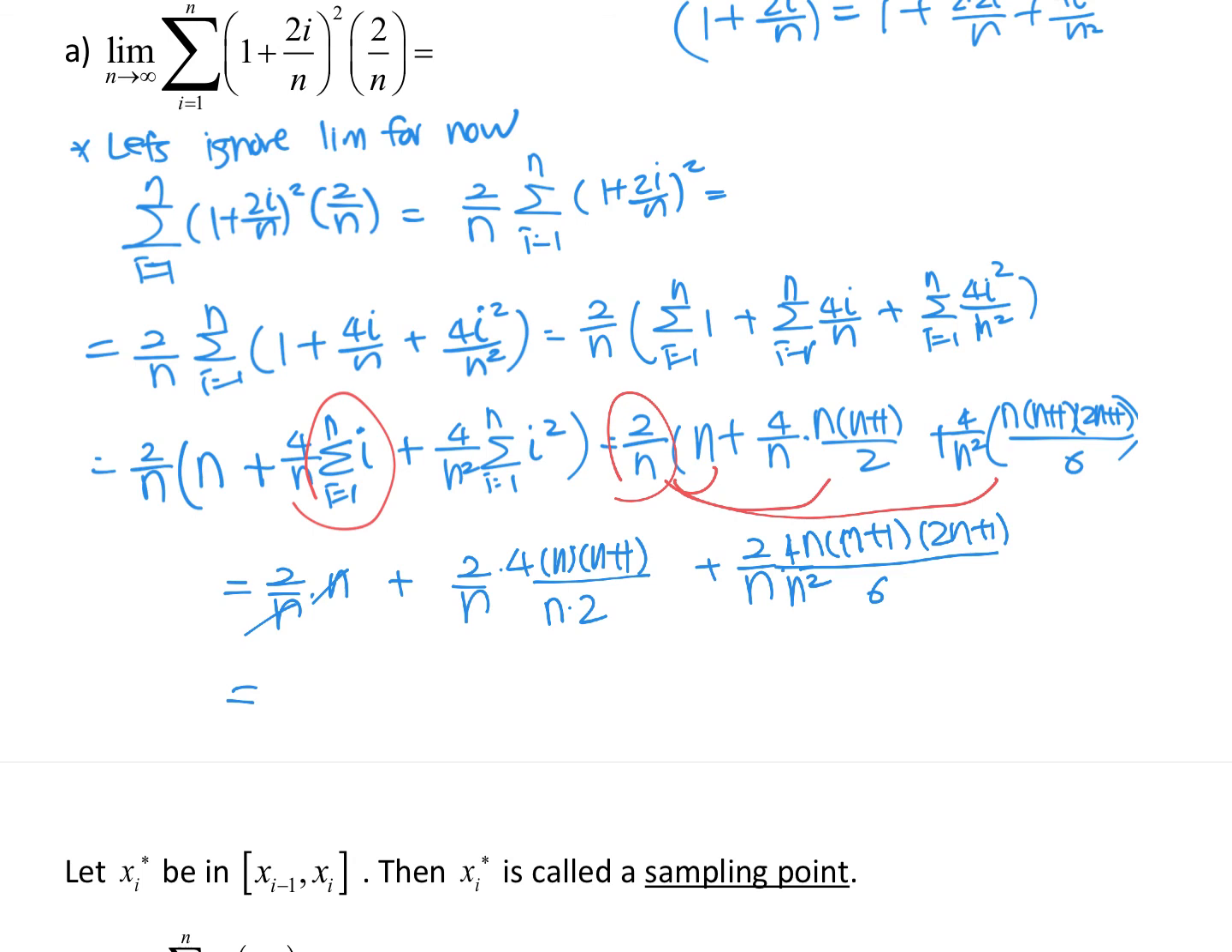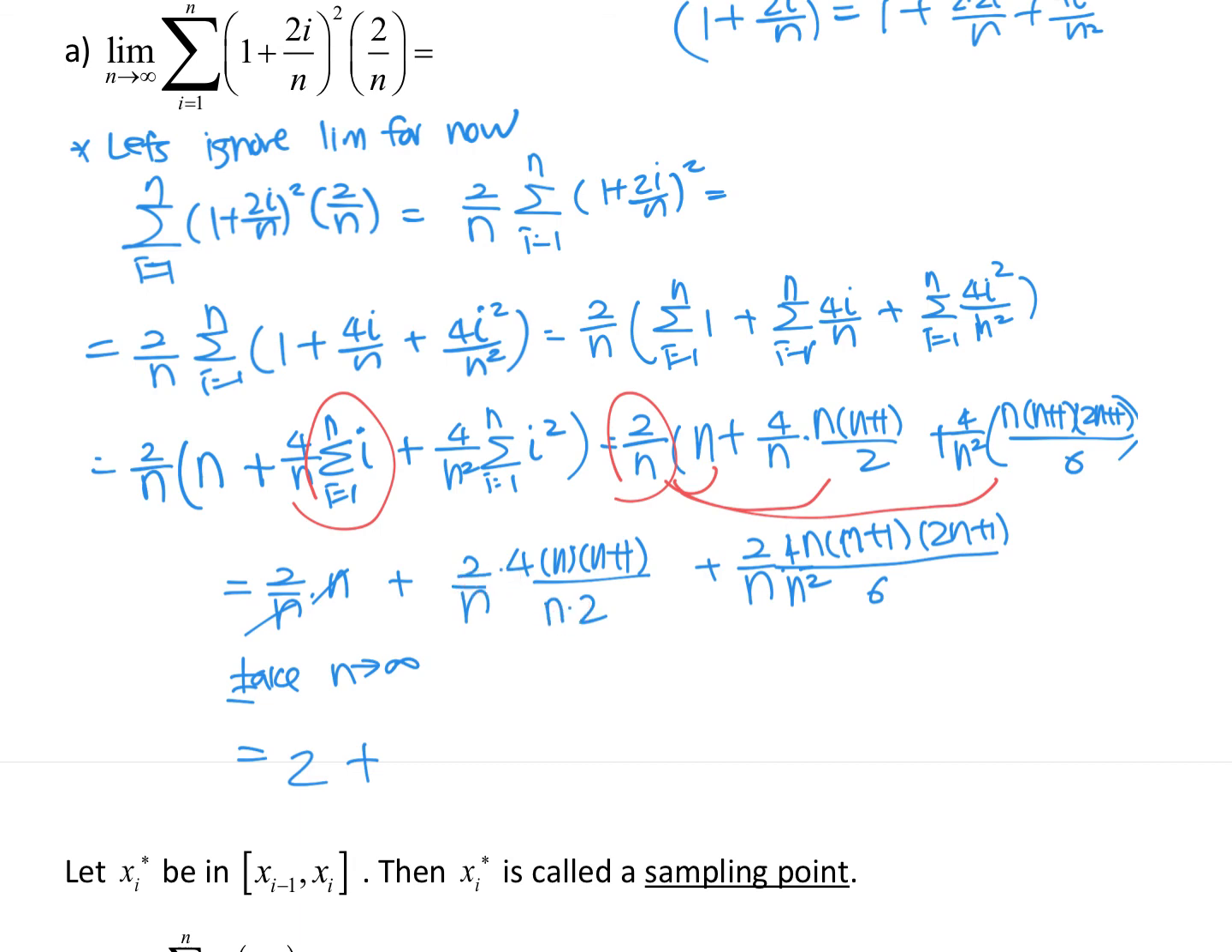Now I'm taking n to infinity. The first one is just 2, so that's there. Plus the second one: if you look at the power of n on the top, that's going to be n squared when you multiply this out. On the bottom is n squared, so basically they have the same power as n goes to infinity. That means it'll just go to the coefficient.